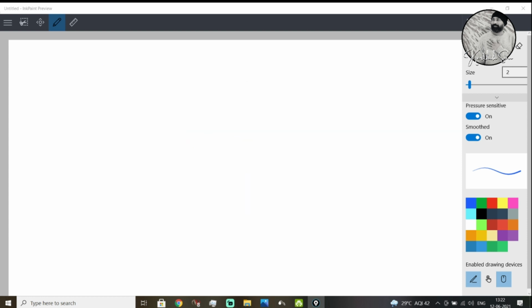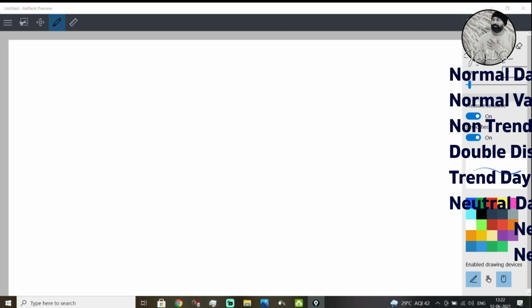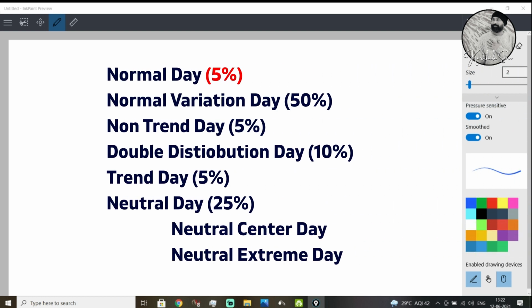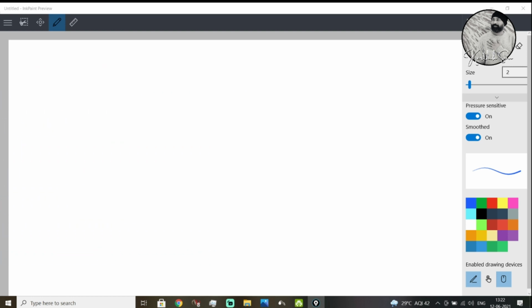So these are the day types. As of now, we have seen 6 day types, and all the day types have been covered now: normal variation day, normal day, non-trend day, double distribution day, trendy day, and neutral days. In neutral days, neutral center day and neutral extreme day. By saying this itself, you must imagine how the day was.